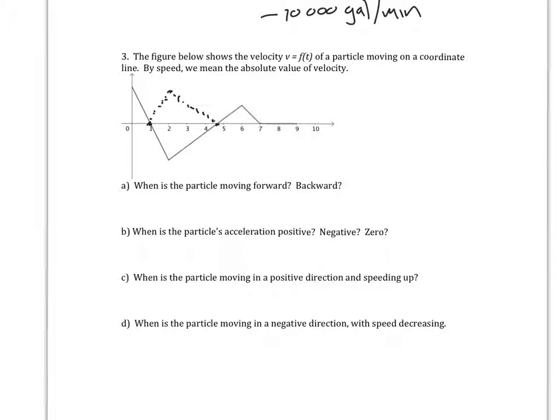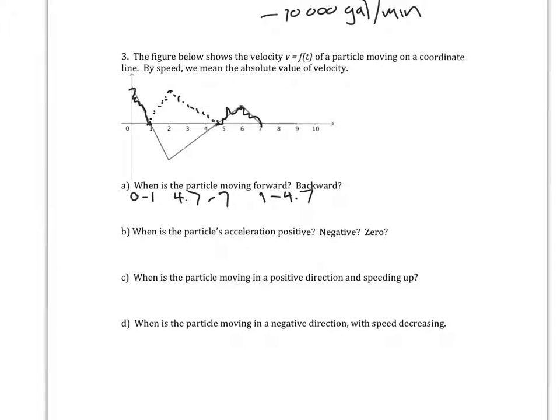Okay, but when is the particle moving forward? When is it moving backward? It's moving forward whenever its velocity is positive, and so that is right here, here, and here. And so from 0 to 1, and then say from about 4.7 to 7, something like that. When it's moving backwards would be from 1 to about 4.7, so it would be the rest.